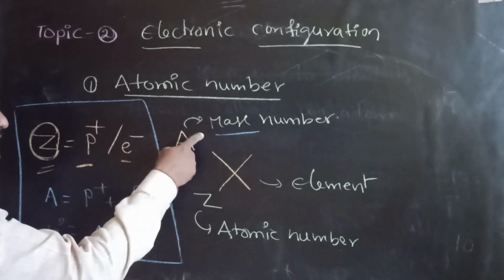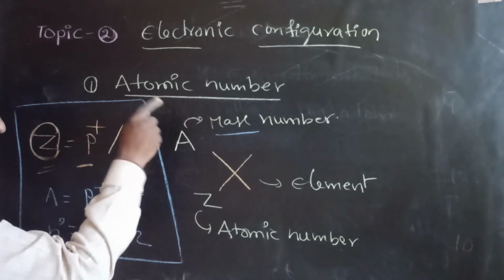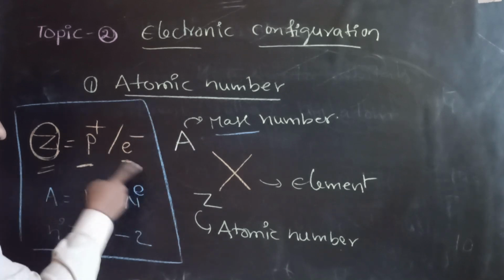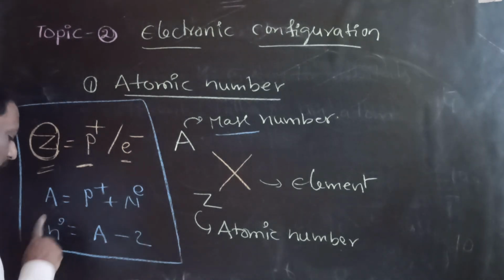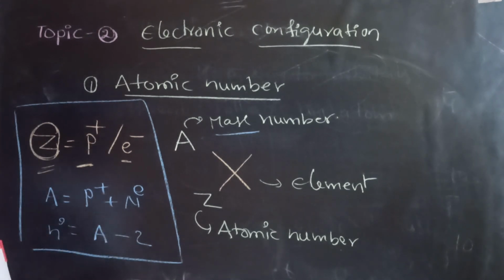Atomic mass number is represented with capital A. It gives the sum of the protons and neutrons in an atom. So to find out the number of neutrons, A minus Z.